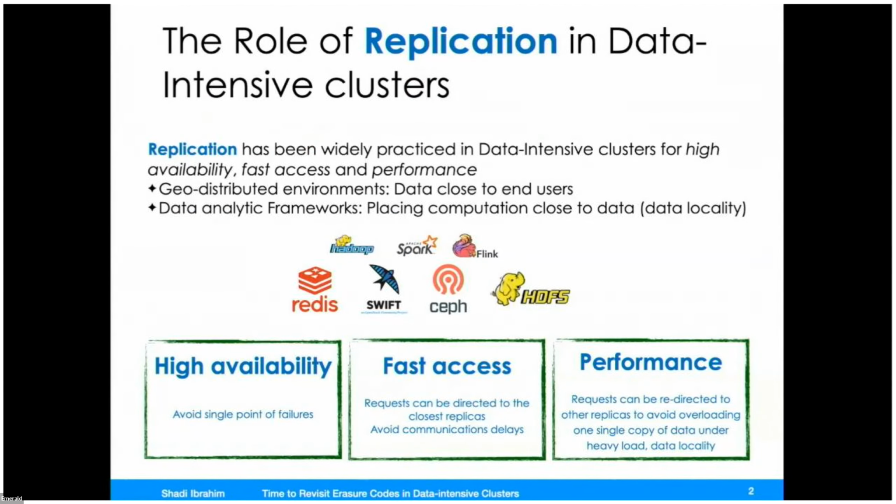As we know, replication has been successfully employed and practiced in data-intensive clusters. It is essential to ensure high data availability and avoid data loss in case of failures. It's also important to guarantee fast access by directing users to the closest replicas, especially in geo-distributed environments. And it can help to provide high performance, for example, by implementing data locality, scheduling tasks on the nodes where data resides.